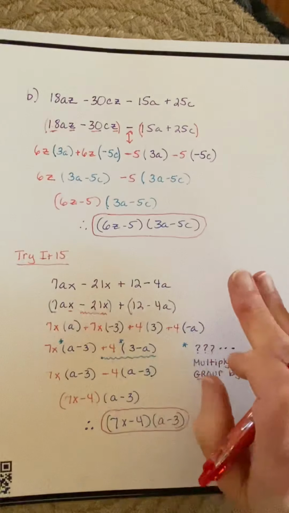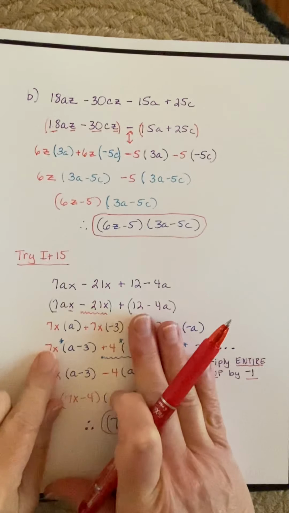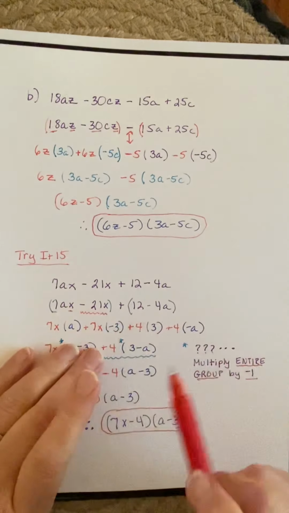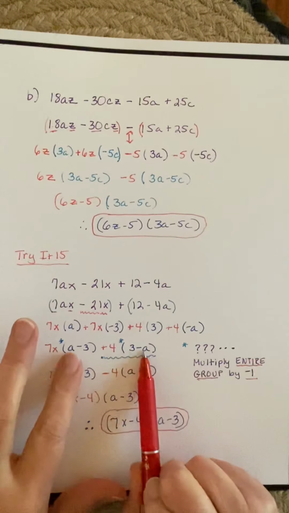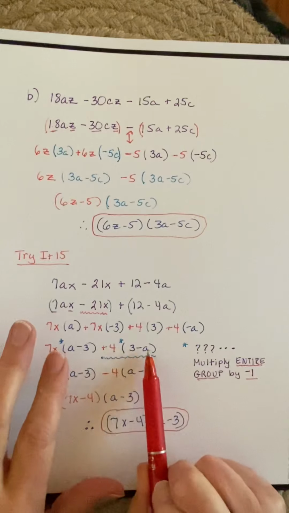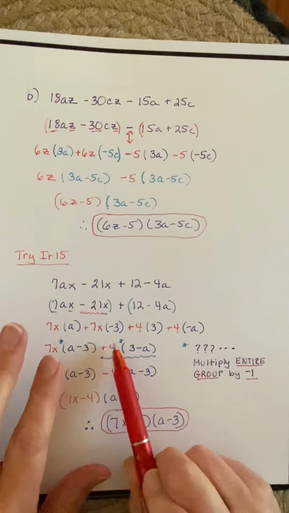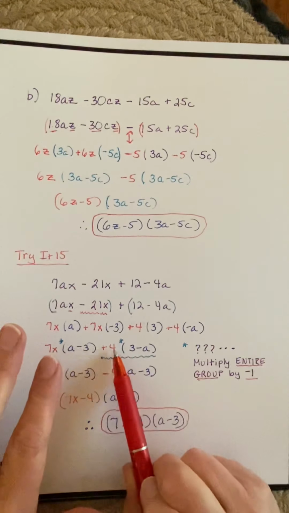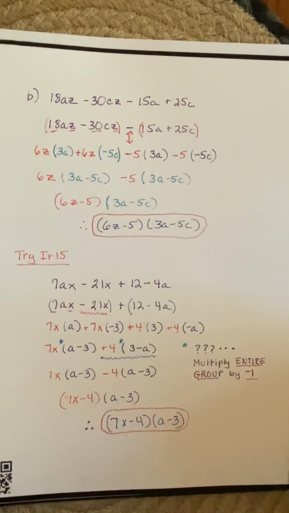So now I start grouping. So I have 7x times a minus 3 plus 4 times 3 minus a. Okay, I need common factors. This is awfully close, but I have a positive 3, negative a, and I have just the reverse here. So what I have to do is reverse this entire group, including the positive 4. And in order to do that, I just multiply it all by negative 1.